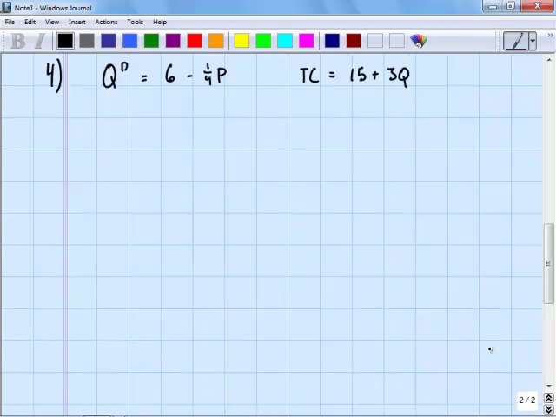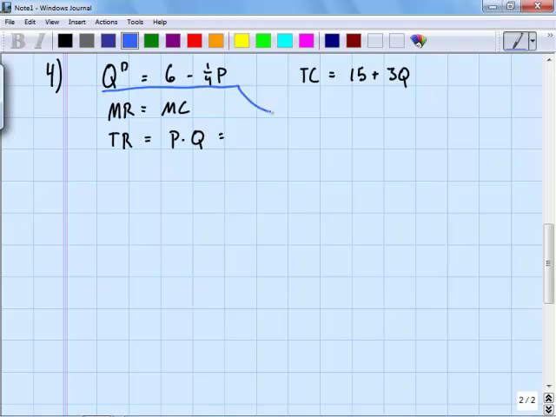Now I can scoot along to question number 4. Monopoly, single price, so pretty straightforward. We're just going to solve for optimal P, optimal Q under one-part pricing. We know we're going to set marginal revenue equal to marginal cost. To figure out marginal revenue, we'll have to come up with total revenue. Total revenue is going to equal P times Q. Since I know I need P, I'm going to do the inverse demand function of that.